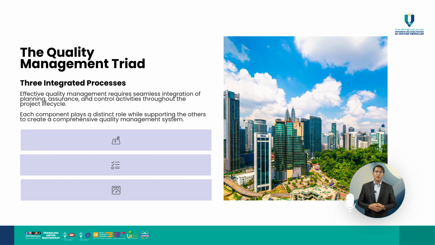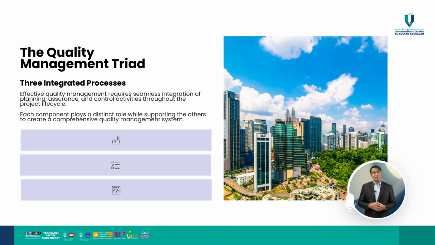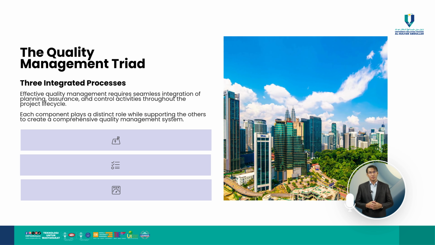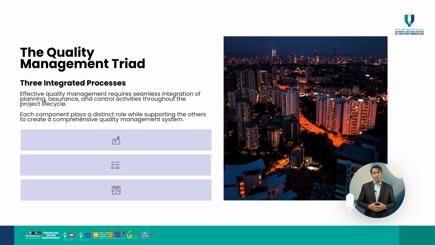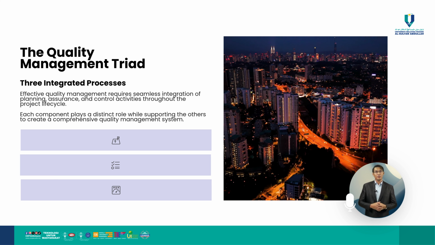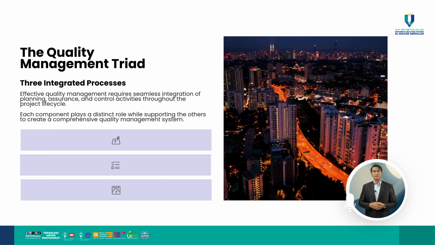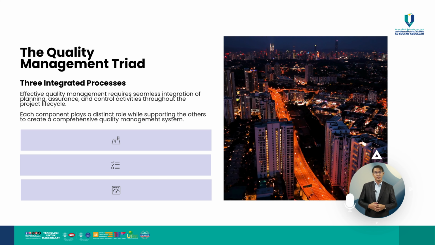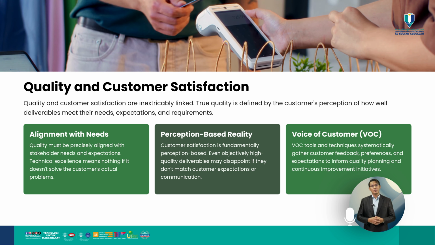Now, project quality management rests on three key processes. Quality planning determines which standards are relevant and how they will be met. Quality assurance ensures that proper processes are being followed through proactive checks, audits, and reviews. Quality control monitors and measures actual outputs against the standards, often through inspection and testing. Taken together, these processes create a balanced system where planning guides the way, assurance enforces discipline, and control validates the outcomes. Let us look into customer satisfaction.